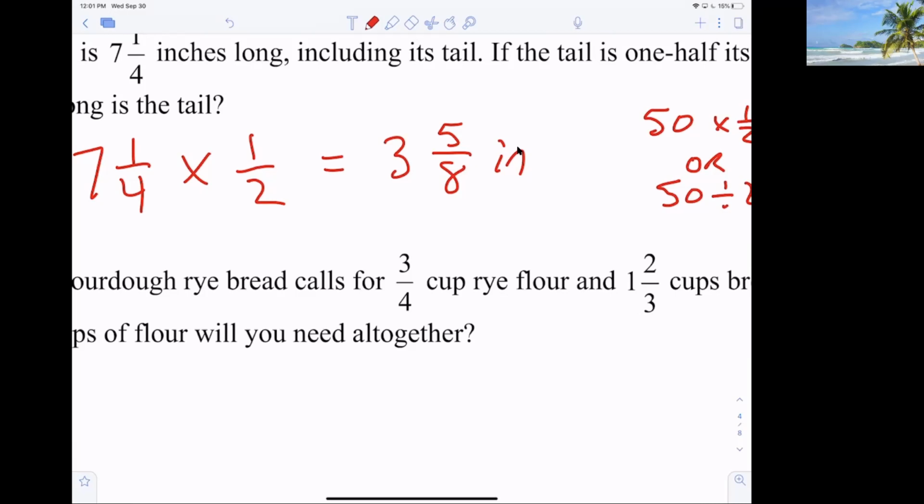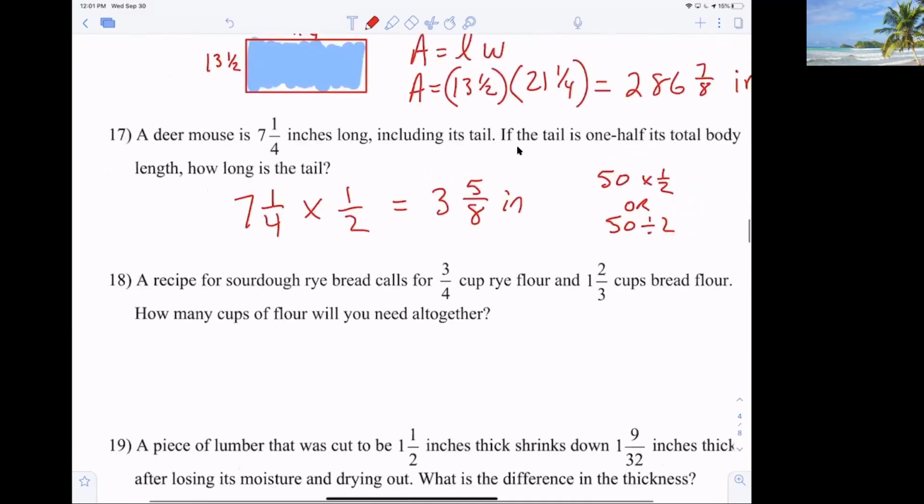All right? Most people, believe it or not, if you say, what's 1/3 of something? They're like, what are you talking about, 1/3? 1/3 means divided by 3 or multiply by 1/3. Those are your options. All right? So now, good work on that.